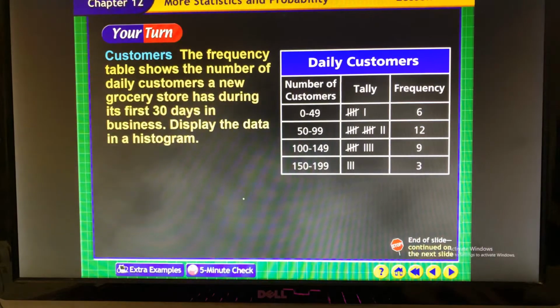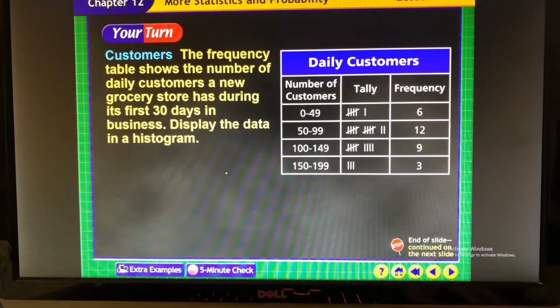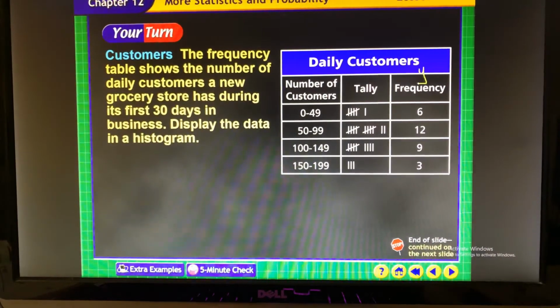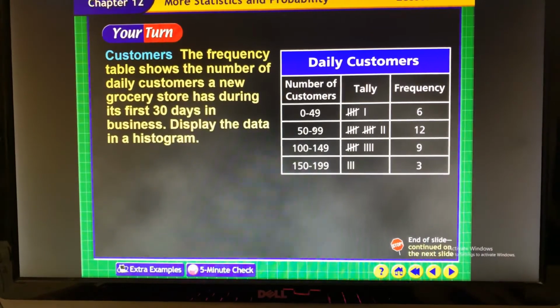Here we have the number of daily customers a new grocery store has during the first 30 days in business. One grocery store said they had between 0 and 49. There were 6 people who said that. The number of grocery stores that said they had between 50 and 99 people was 12, and so on. We're going to make our histogram based on this information. Remember, the intervals are your x-axis and your frequency is your y-axis.